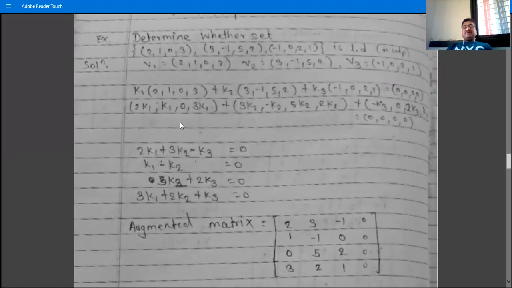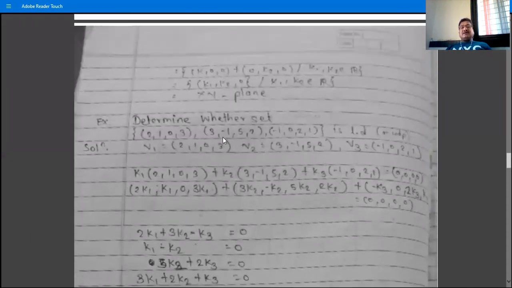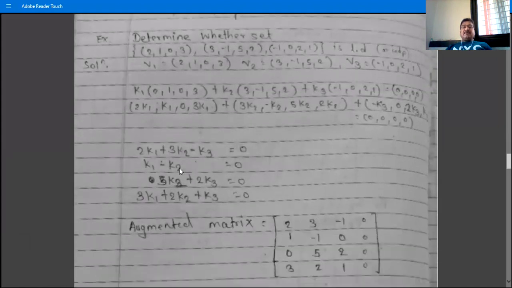Comparing the LHS and RHS, we have 2K1 plus 3K2 minus K3 is equal to 0. Then K1 minus K2 is 0. The third equation is 5K2 plus 2K3 is equal to 0, and the last equation is 3K1 plus 2K2 plus K3 is equal to 0. Now we have to solve this system and find the values of K1, K2, K3. If all these values are equal to 0, then we say the given set is linearly independent. And if out of K1, K2, K3 at least one is non-zero, then we say these three vectors, or this set, are linearly dependent.